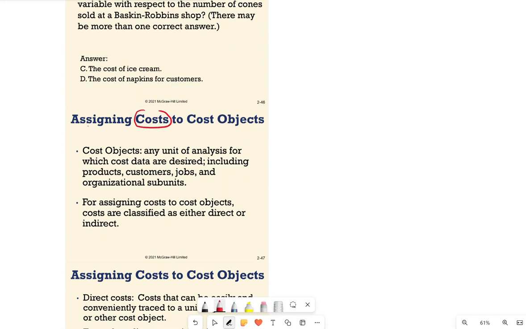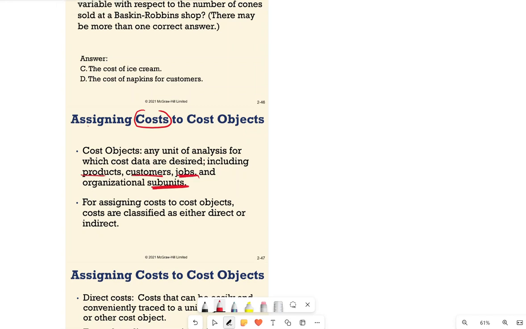Now, assigning cost to the cost objective. Remember we talked about the drivers and how we allocate the cost to the cost objective. A cost objective is any unit of analysis for which cost data are desired, including product, customer, job, and organizational subunits. So that's what it means.